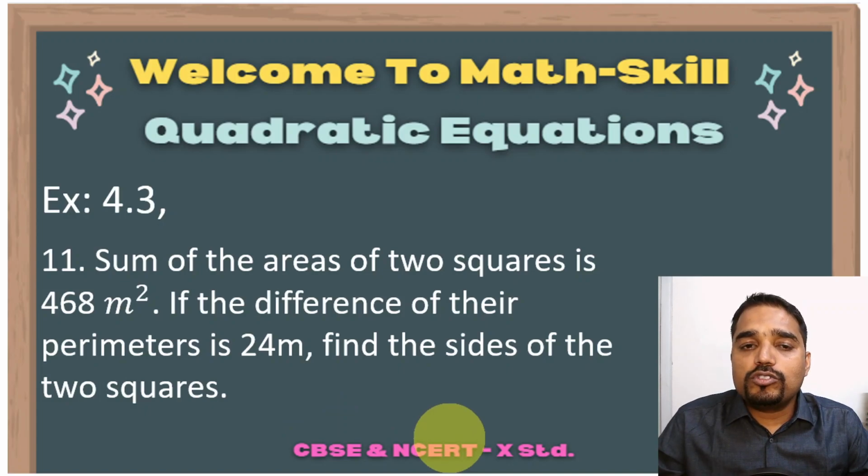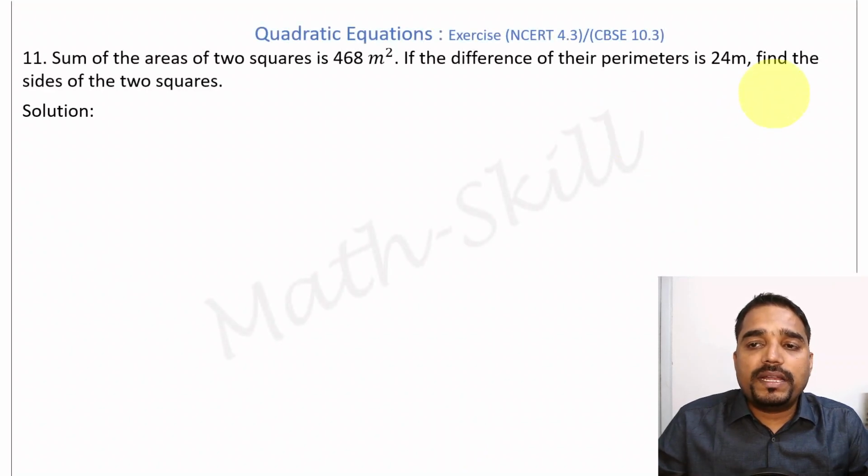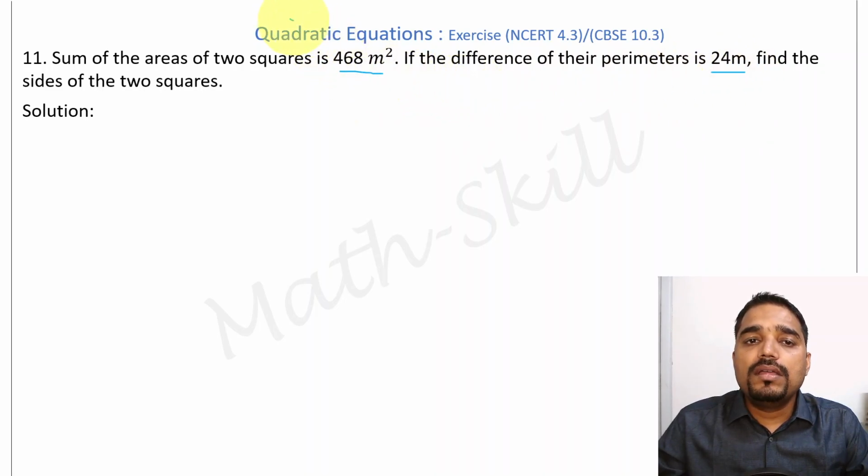Now let us see how to solve the problem. I have noted down the problem wherein the expectation is we will have to find the sides of the two squares such that the sum of the areas of the two squares is 468 meter square and the difference of their perimeters is 24 meter. Satisfying these conditions, we will have to build a quadratic equation and then solve it to find the length of the sides of both the squares.